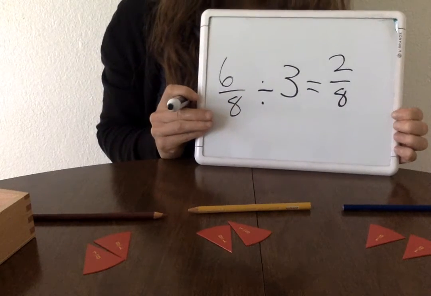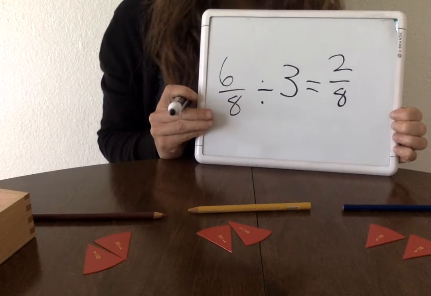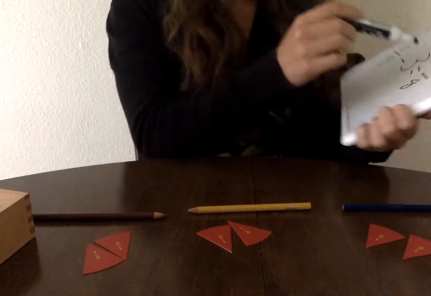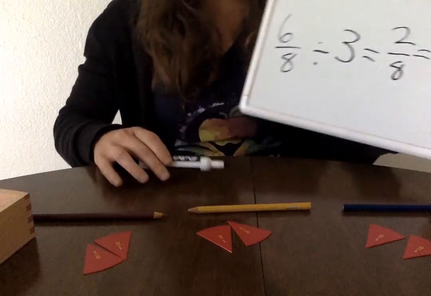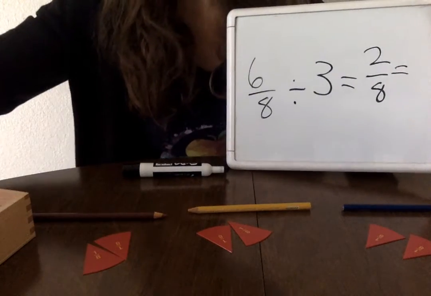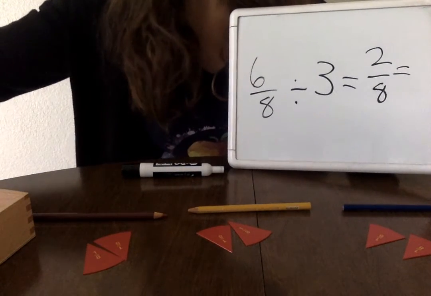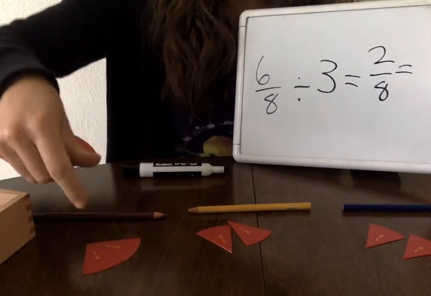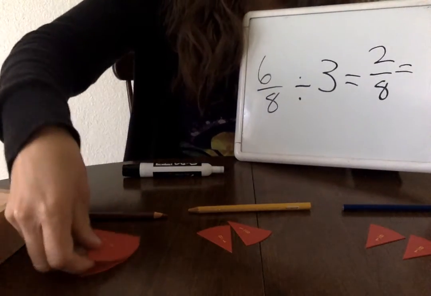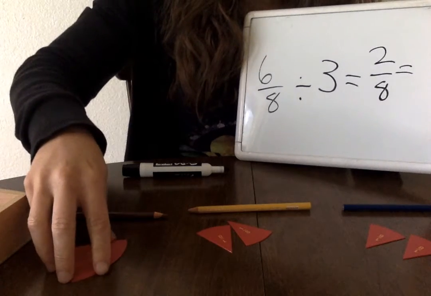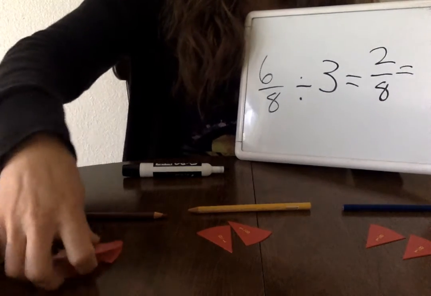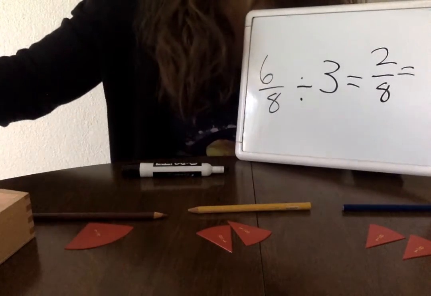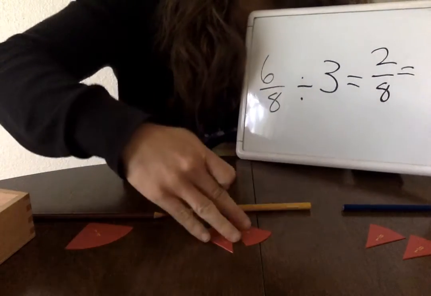Now remember, we might have an equivalent fraction and we want to write our answer in simplest form. So we're going to see what we have. And 2/8 is the same as 1/4. Okay? So I can trade each of my 2/8 for 4ths.